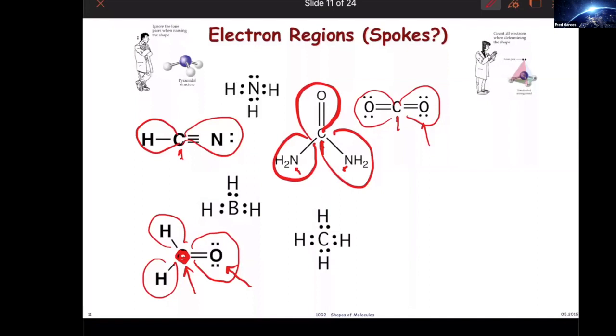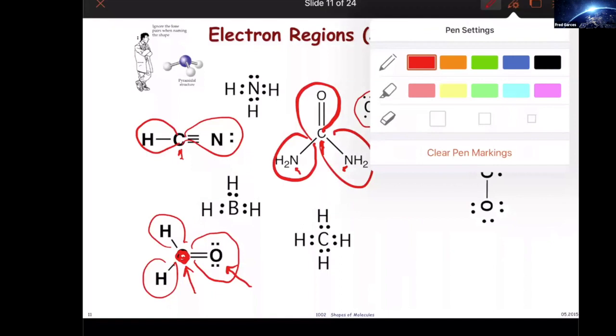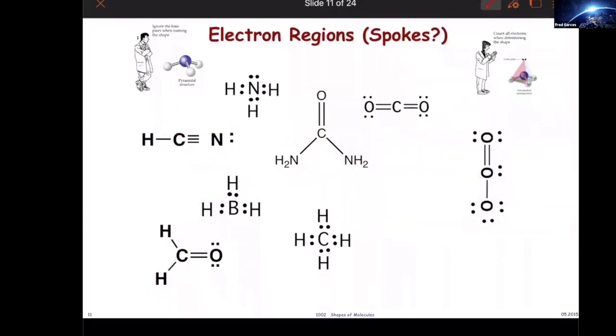This is ammonia. Let me clear my slate here. Okay, this is ammonia up here, and you can see that this lone pair counts as a domain. So there's 1, 2, 3, 4 domains around ammonia. That's why you need the Lewis structure, because if you don't have the Lewis structure, you don't know that that nitrogen has a lone pair on it. Okay, and the lone pair makes a big difference.